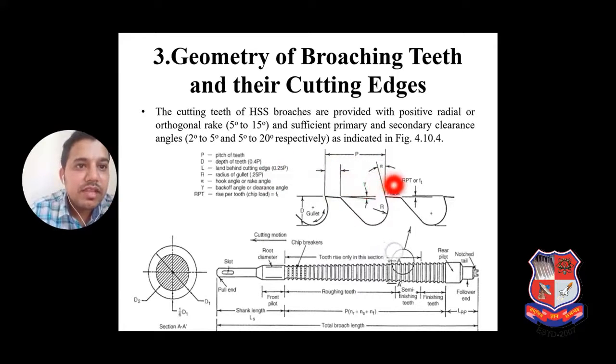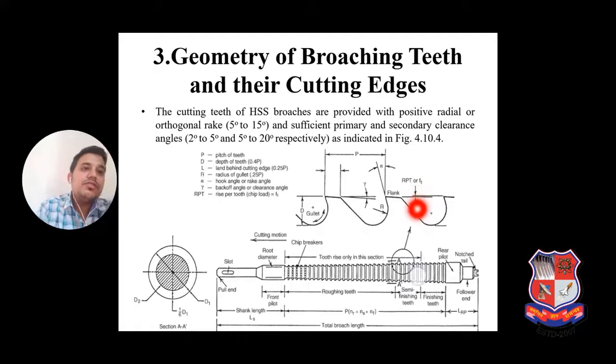D means depth of teeth, L means length behind the cutting edge, and R is the radius of the gullet. Alpha is the hook angle and rake angle, which we are providing. You know very well why we provide the hook angle and rake angle. The rake angle is provided to easily remove the chip, and alpha is used as a back-off angle, or we can say clearance angle. And this is RPT. RPT means rise per tooth.